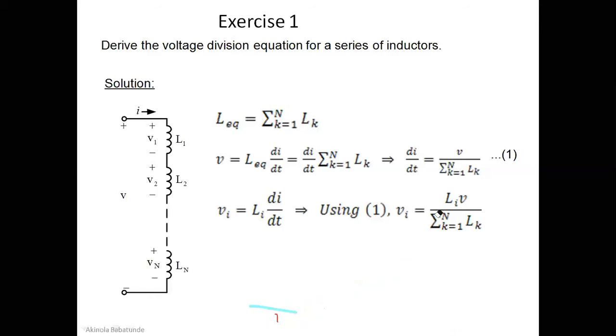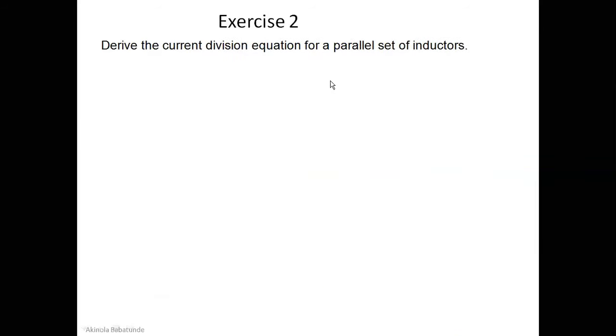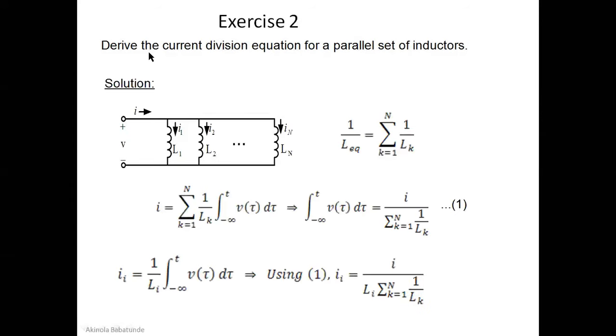Let's keep that somewhere and then go ahead. Also, we've been asked to derive the current division equation for a parallel set of inductors. Now, the inductors are not connected in series, they are connected in parallel. If the inductors are connected in parallel, this is what the circuit would look like. Different currents pass through the inductors, and of course the voltages will be the same.